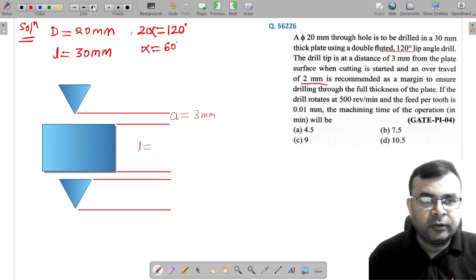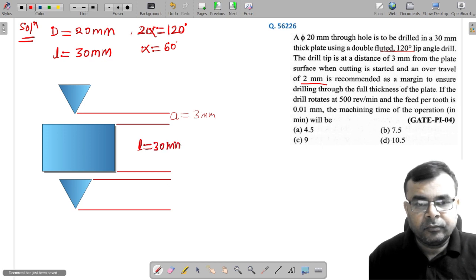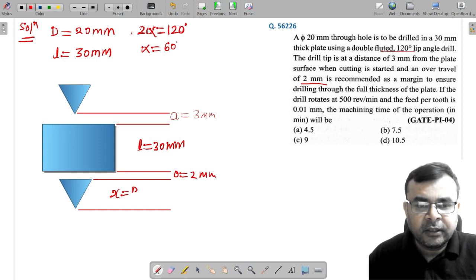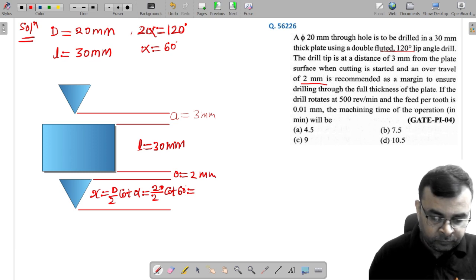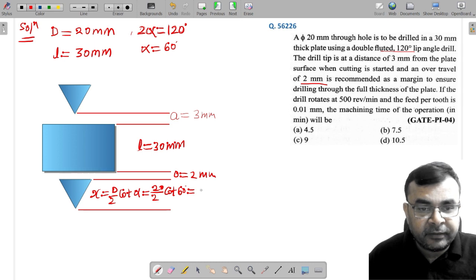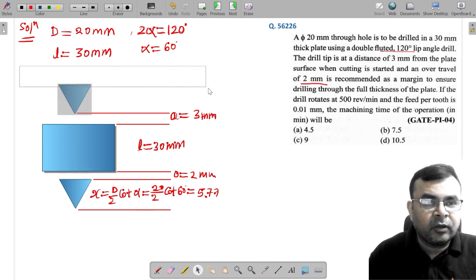So this length is L, which is equal to 30 mm, and this is over travel, which is 2 millimeter, and this is X, which is nothing but D by 2 cot alpha, or simply we can say 20 by 2 cot 60 degree. If you solve this, then simply here I am getting 5.77, and this is A, which is equal to 3 millimeter. Is it right? So this information is already given in the question.